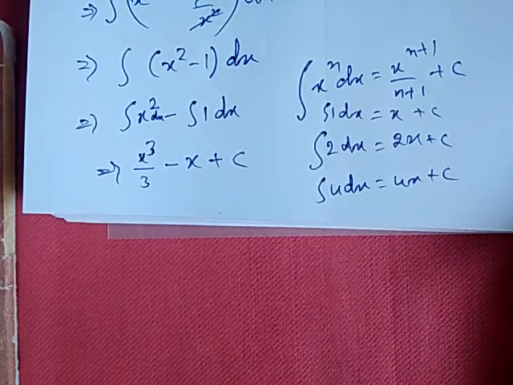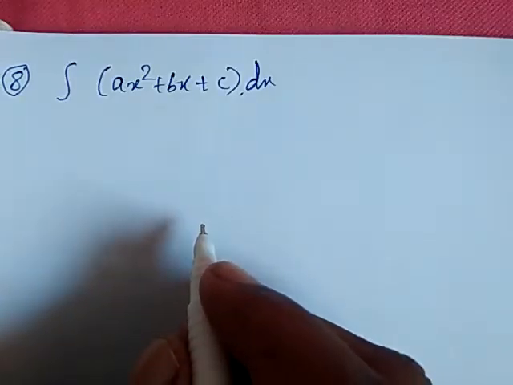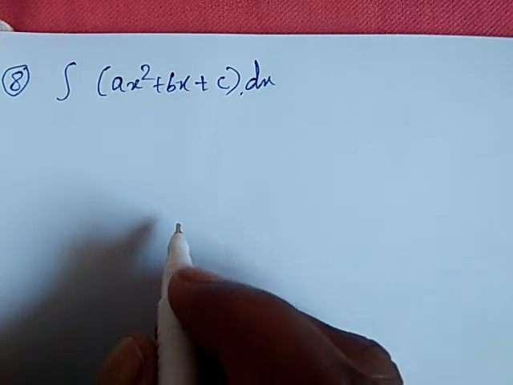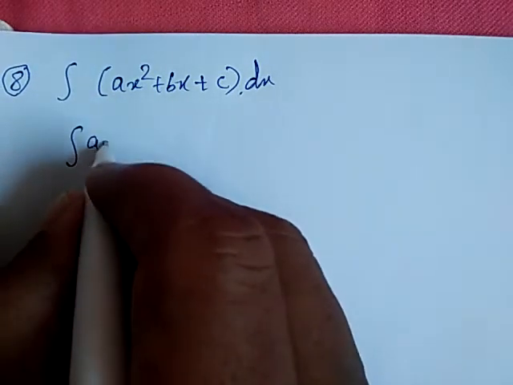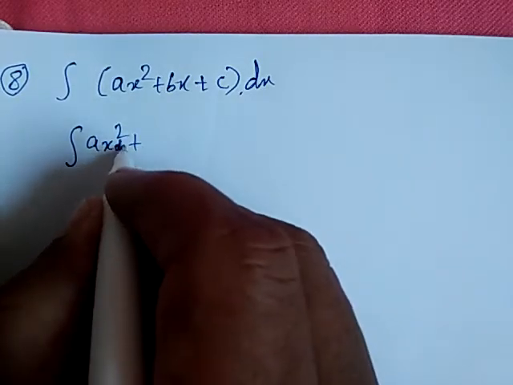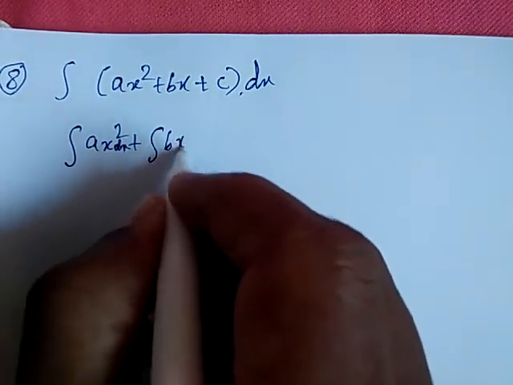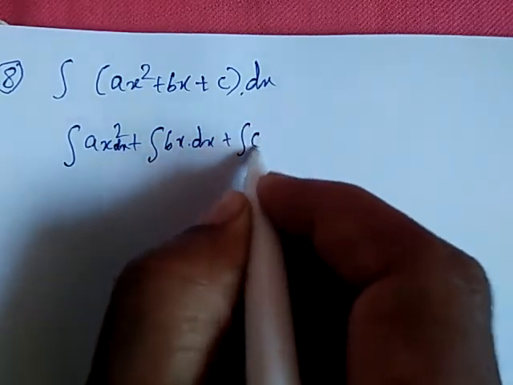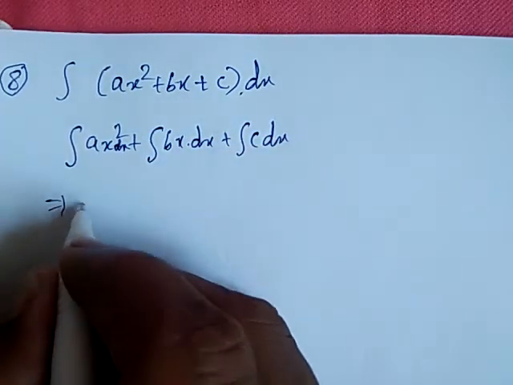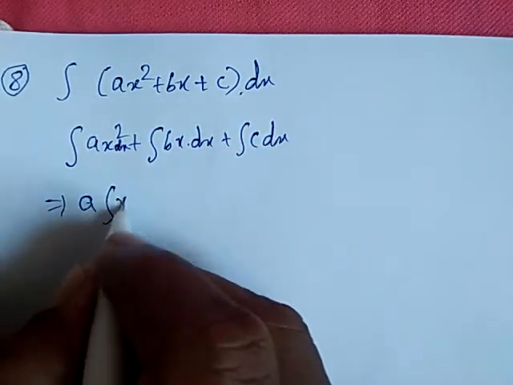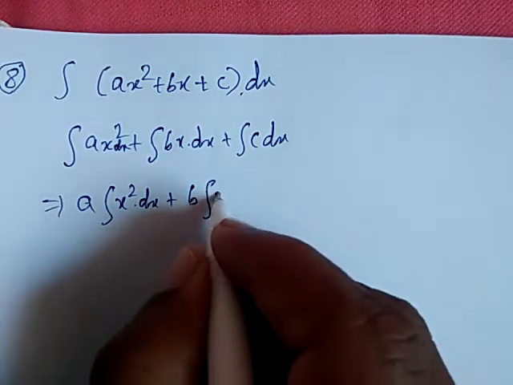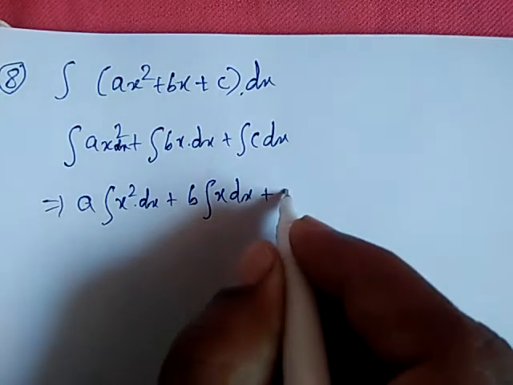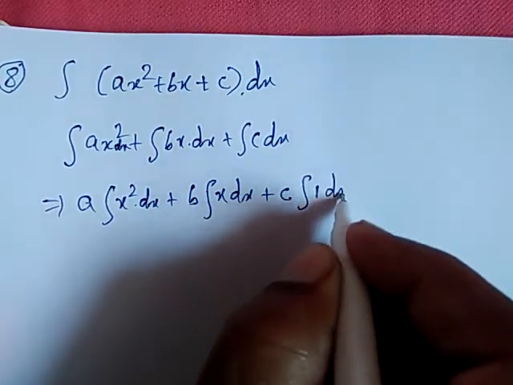Next, move to question number 8. So this is the question. Don't get bored, this is a very important topic. So this can be separated: ax square plus bx plus c dx, you can write integration of ax square dx plus integration of bx dx plus integration of c dx. So what is this? a can be taken outside as a constant: integration of x square dx, plus b can be taken out: x dx. Here c can be taken out, 1 will remain: dx.